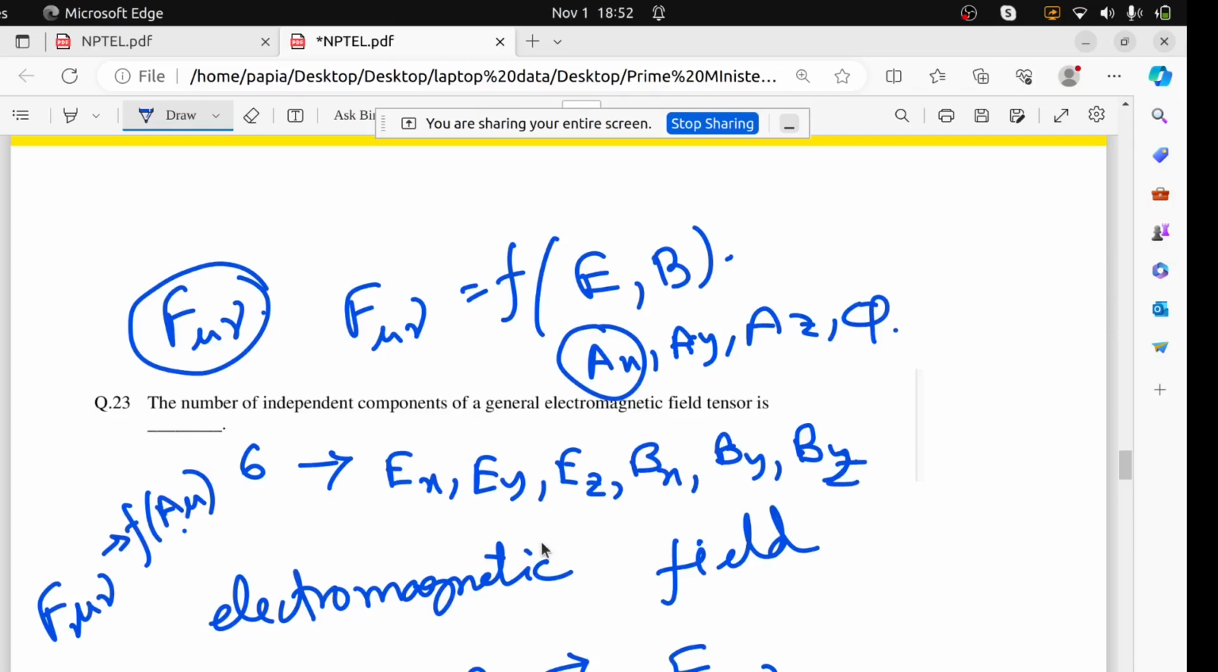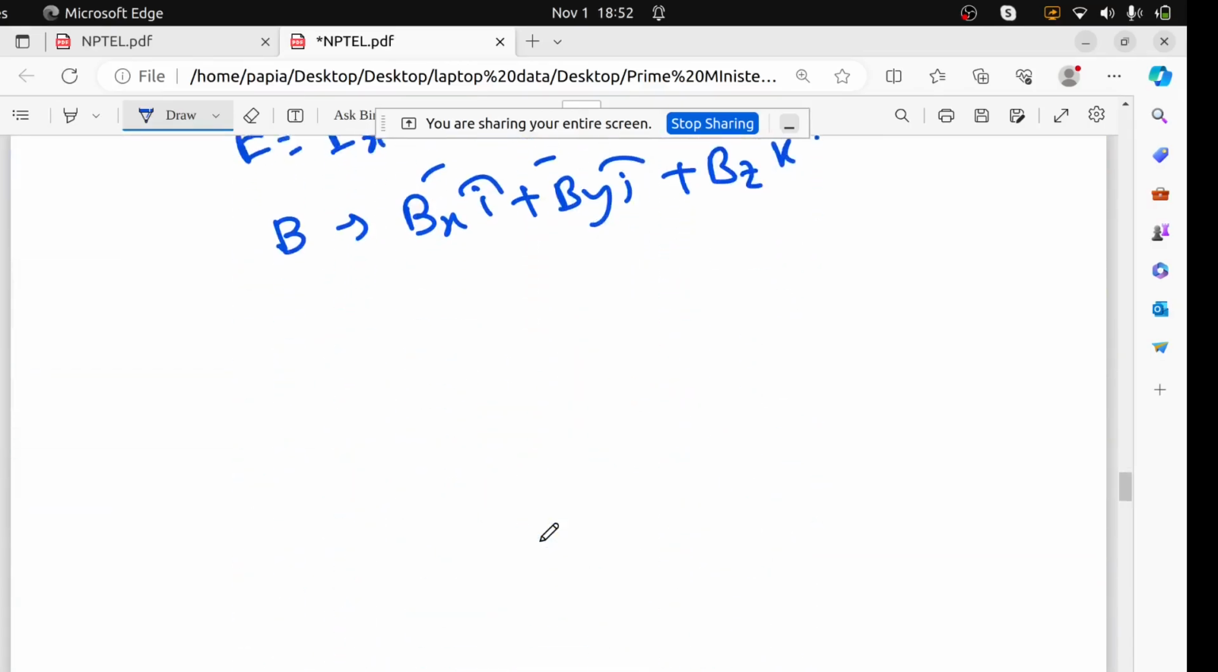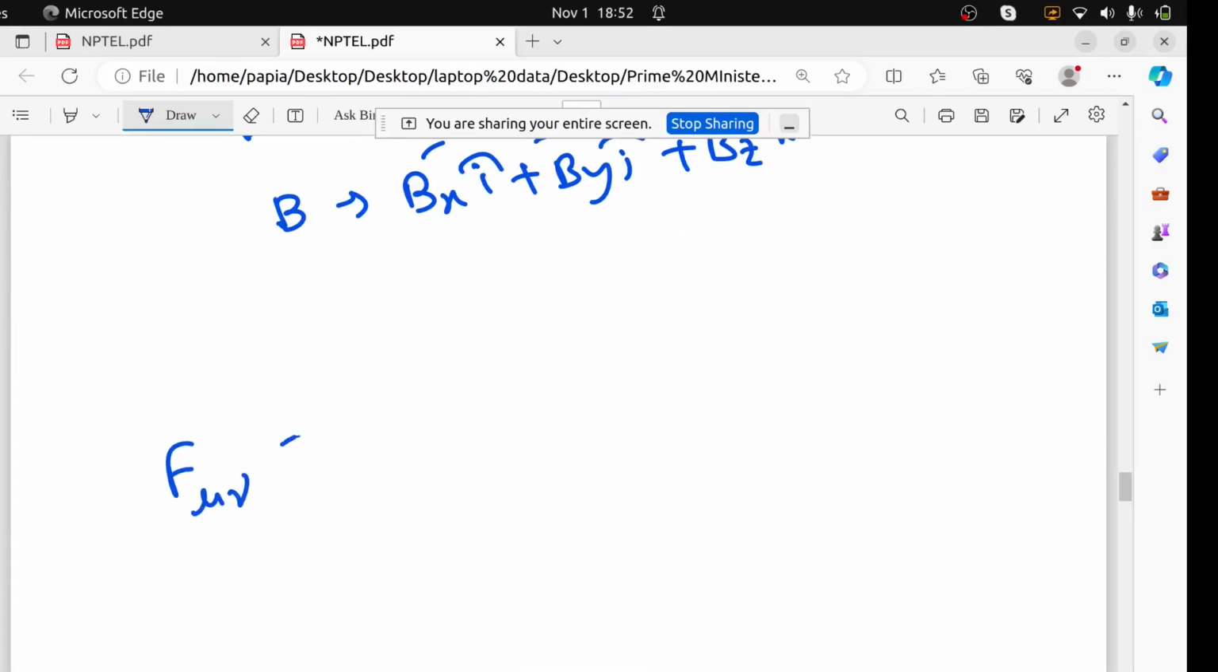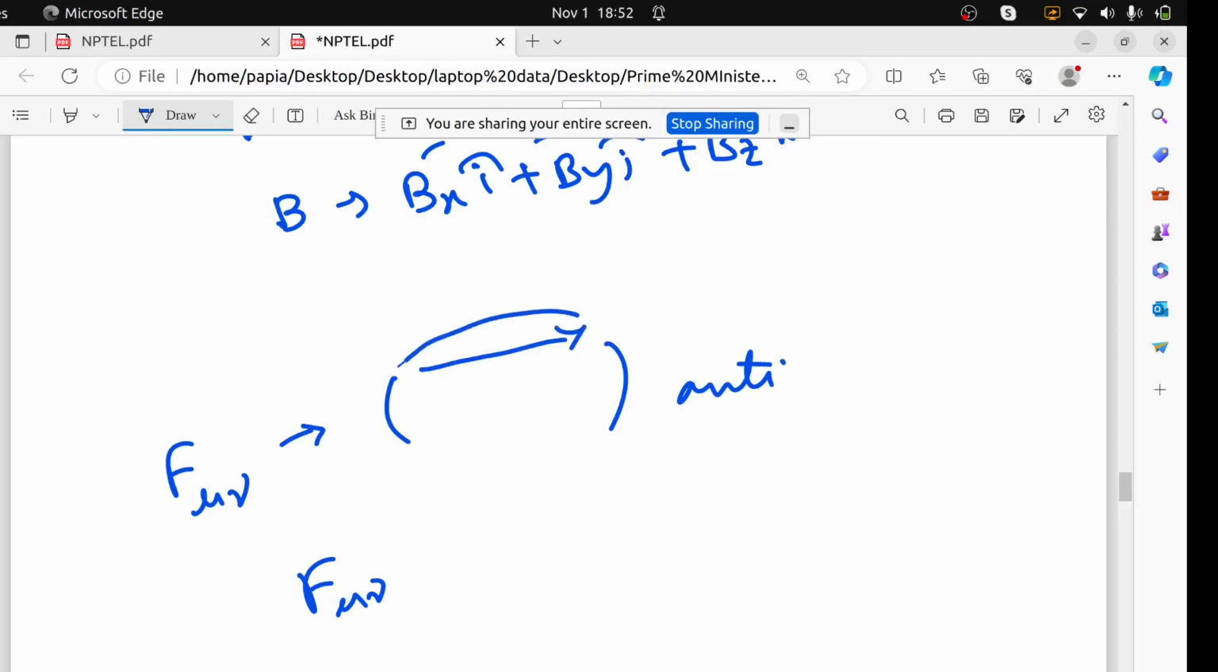Do we need to remember the F matrix? No, actually we don't need to remember it, but we need to know what the expression for F mu nu is. Let me write it here. It is an antisymmetric matrix, right? I also don't remember all the components right now, but whatever it is, you can see here. These components are nothing but these components with a minus sign, so it is an antisymmetric matrix.